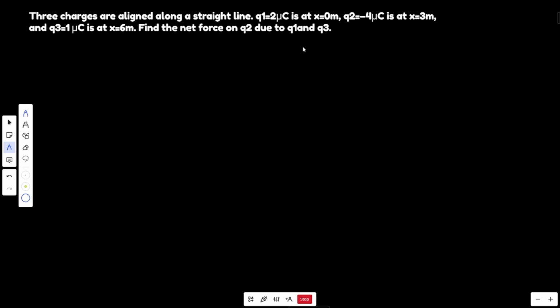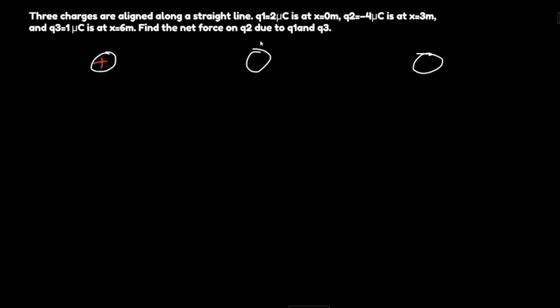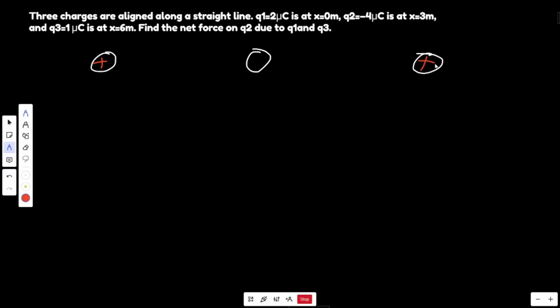Okay, so let's visualize our problem first. We have 3 charges: Q1, Q2, and Q3. Q1 has a charge of positive 2. So we'll just signify that as positive. We also have another positive charge, which is Q3. And we have a negative charge in the middle.